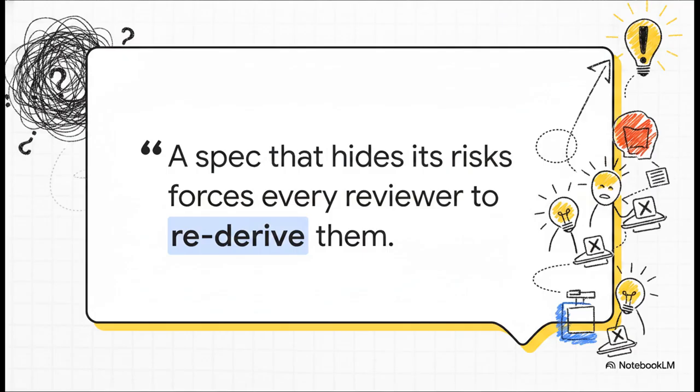Just think about how incredibly inefficient and exhausting that is for your team. Let's say you've already thought of a major system risk, but you kind of bury it down in paragraph 7 because, well, you're hoping it's not a huge deal. You are now forcing every single engineer who reads that document to independently stumble upon that exact same risk all over again. Hiding your risks creates the precise kind of wasted time and heavy cognitive load that a technical spec is meant to prevent in the first place.